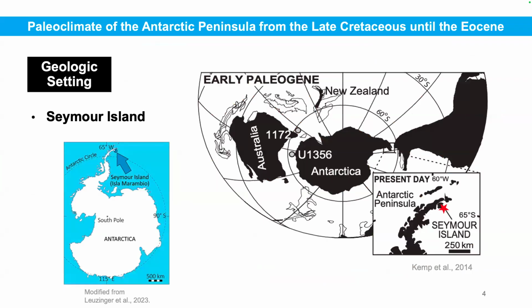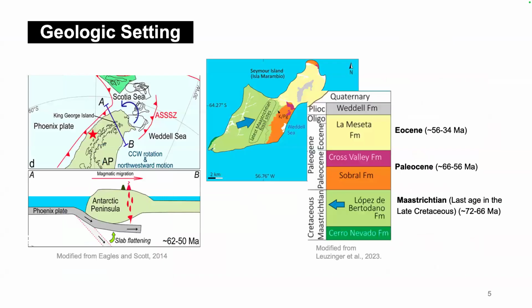Seymour Island in the Antarctic Peninsula preserves an exceptional geological and paleontological record of high-latitude environmental changes. Its continuous sedimentary sequence spanning the Late Cretaceous to the Eocene makes it ideal for reconstructing past climate conditions. The tectonic evolution of the region was driven by the subduction of the Phoenix plate beneath the Antarctic plate, shaping basin development and sedimentation patterns.